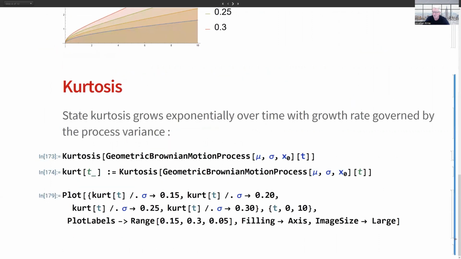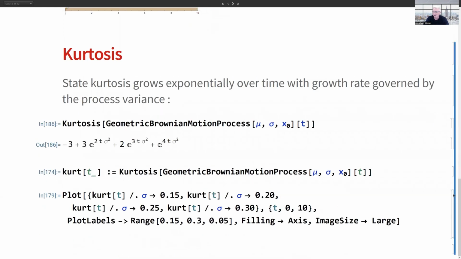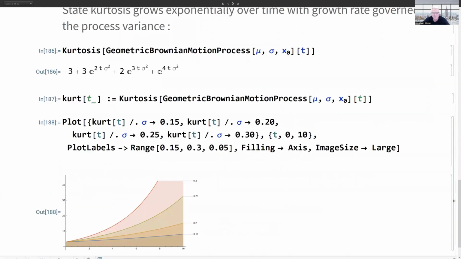The kurtosis of the process state is given by the following expression. Again, we can get better understanding of the behavior of the kurtosis over time by defining a function that calculates the kurtosis and then plotting the kurtosis as t ranges from 0 to 10 for processes with sigma set to 0.15 through 0.30. Now, in all cases, the kurtosis increases over time, but the rate of growth rapidly accelerates as sigma becomes larger.